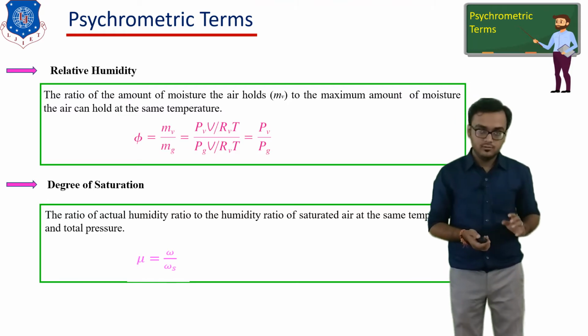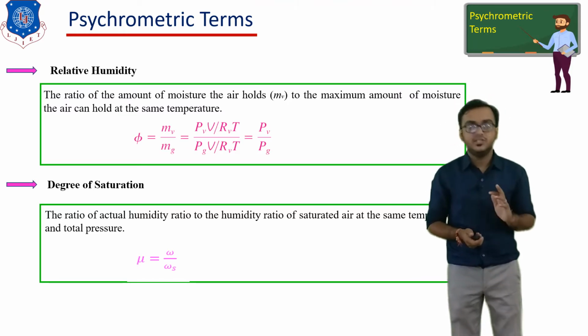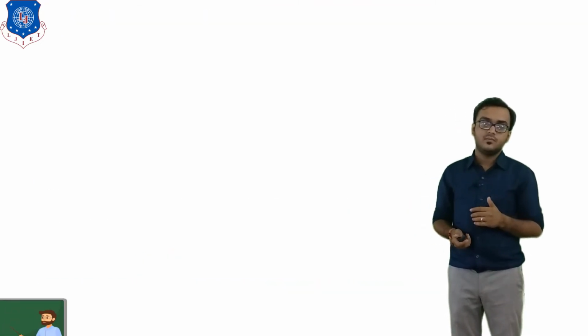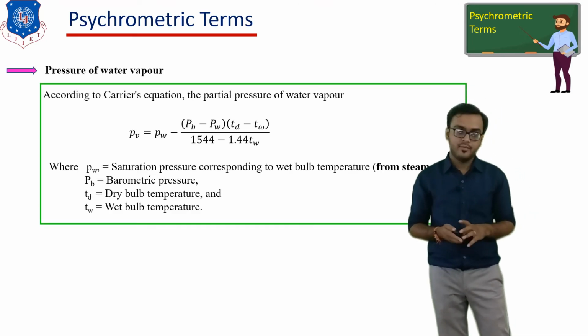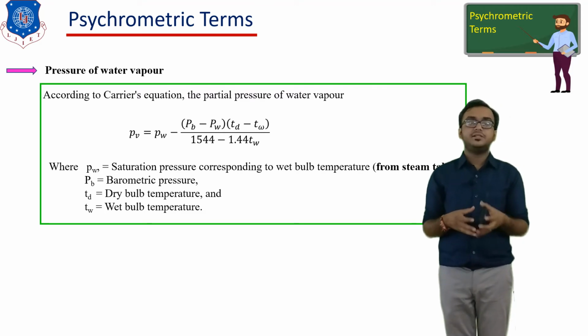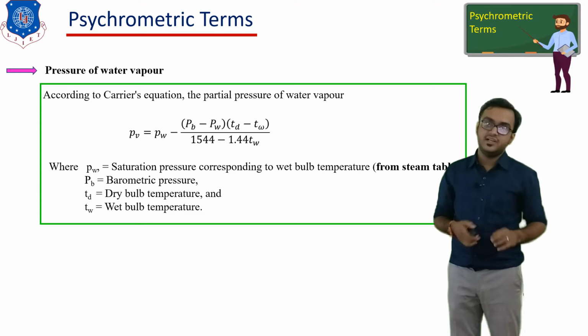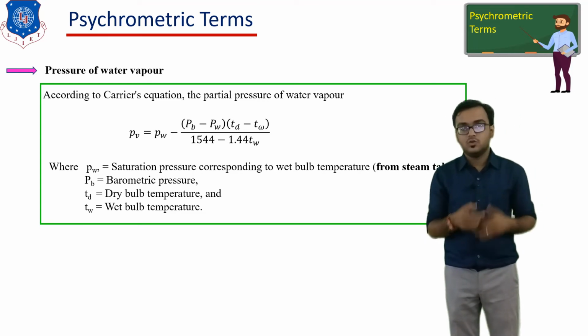Okay, clear to all the main difference between the relative humidity and the degree of saturation. Now, next one is partial pressure of water vapor. Generally, the partial pressure of water vapor PV is given by the Carrier partial pressure equation, and this equation is the empirical relationship which we utilize for the example solve.